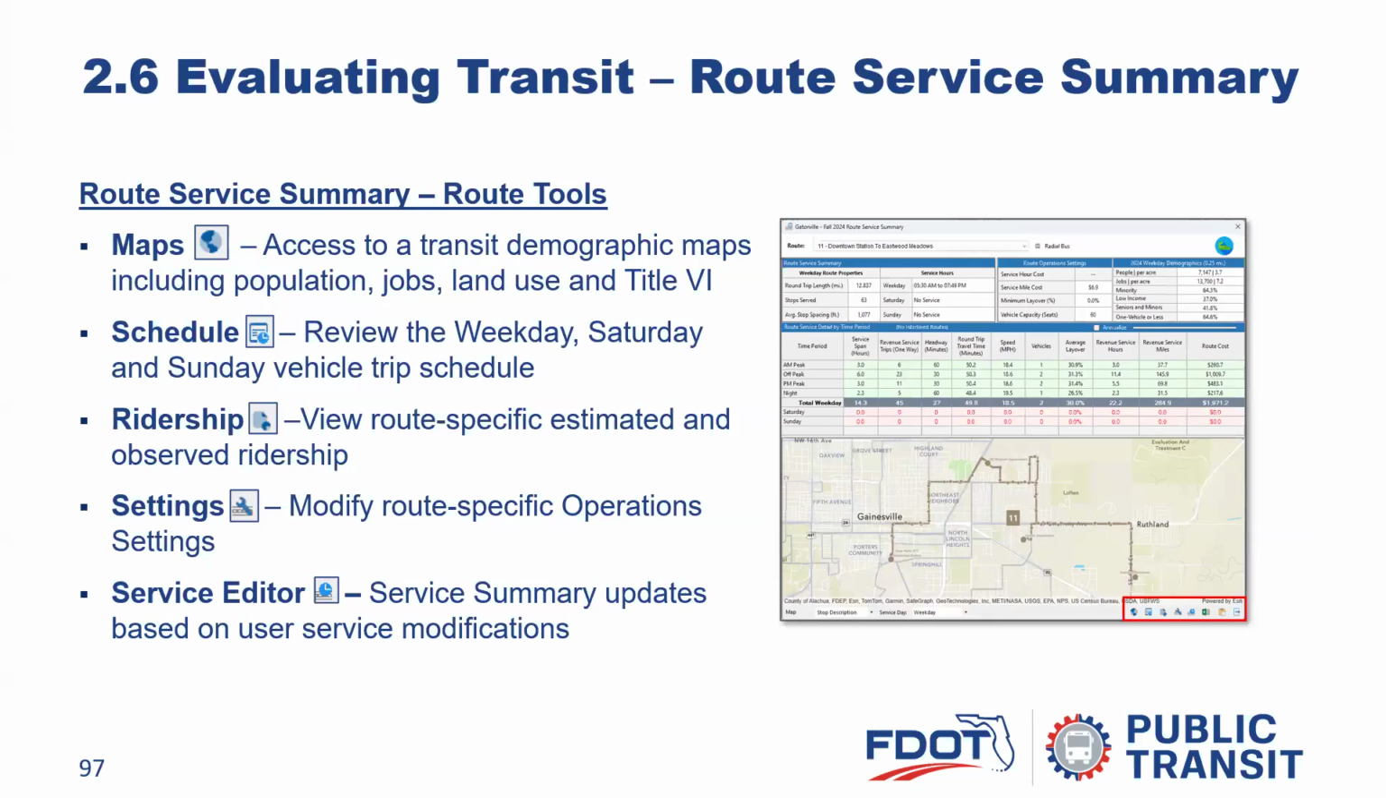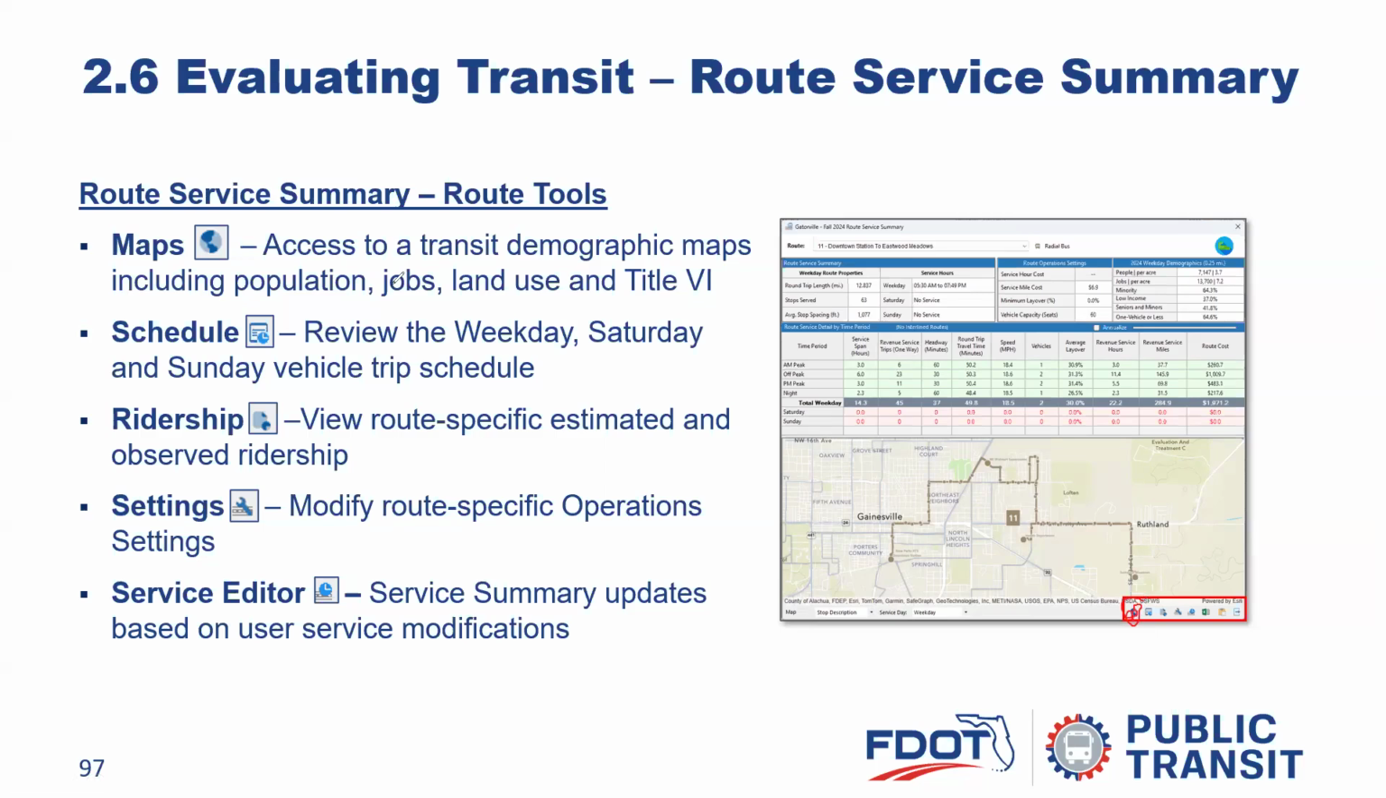You can get to the Maps button. The Maps button is access to transit demographic maps, including population, jobs, land use, and Title VI. So very easily using the Maps button here down in the lower right corner. So this is the Maps button. Hopefully you can see that. That'll give you options to just open demographic maps and land use maps for this route.